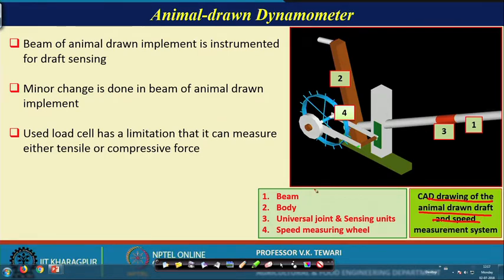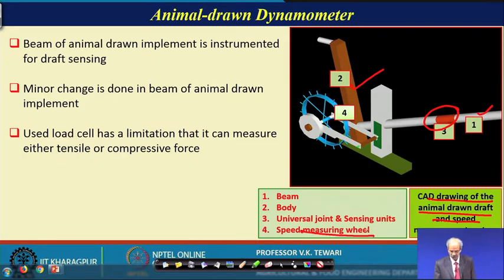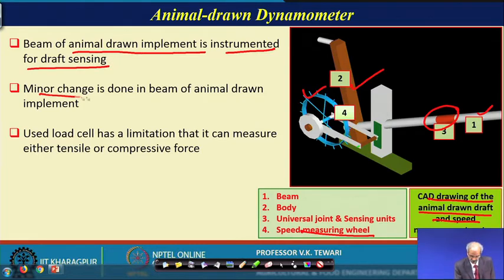You can see that A is the beam here, the first one is the beam, then this is the body, then the universal joint and sensing unit. This is the location where we have the universal joint and sensing location, and the speed measuring wheel. We have a wheel kept here which will measure the actual speed of operation while this particular equipment, or the animal drawn device, is under operation in the field. So, the beam of the animal drawn implement is instrumented for draft sensing. Minor changes are done in the beam for the animal drawn implement here.